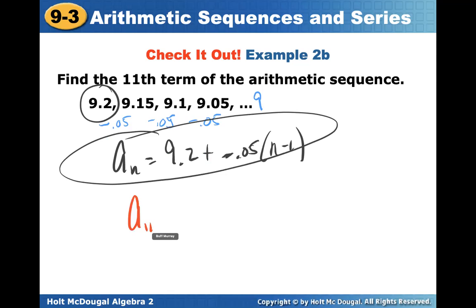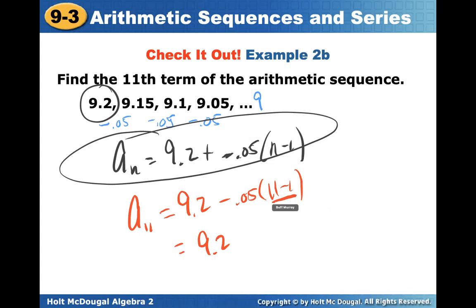So if we want to find the 11th term, it would look like that, wouldn't it? So that would be 9.2, and this is 10, right? Minus 0.5. Is that going to be 8.7? And you can use a calculator if you want to. That's fine. I'm not using a calculator up here because I'm not going to go back and forth to Desmos and all that other stuff. But you can definitely use a calculator if you need to. Okay. And a lot of you are going to want to do that. That's fine. All right. So the 11th term appears to be 8.7.